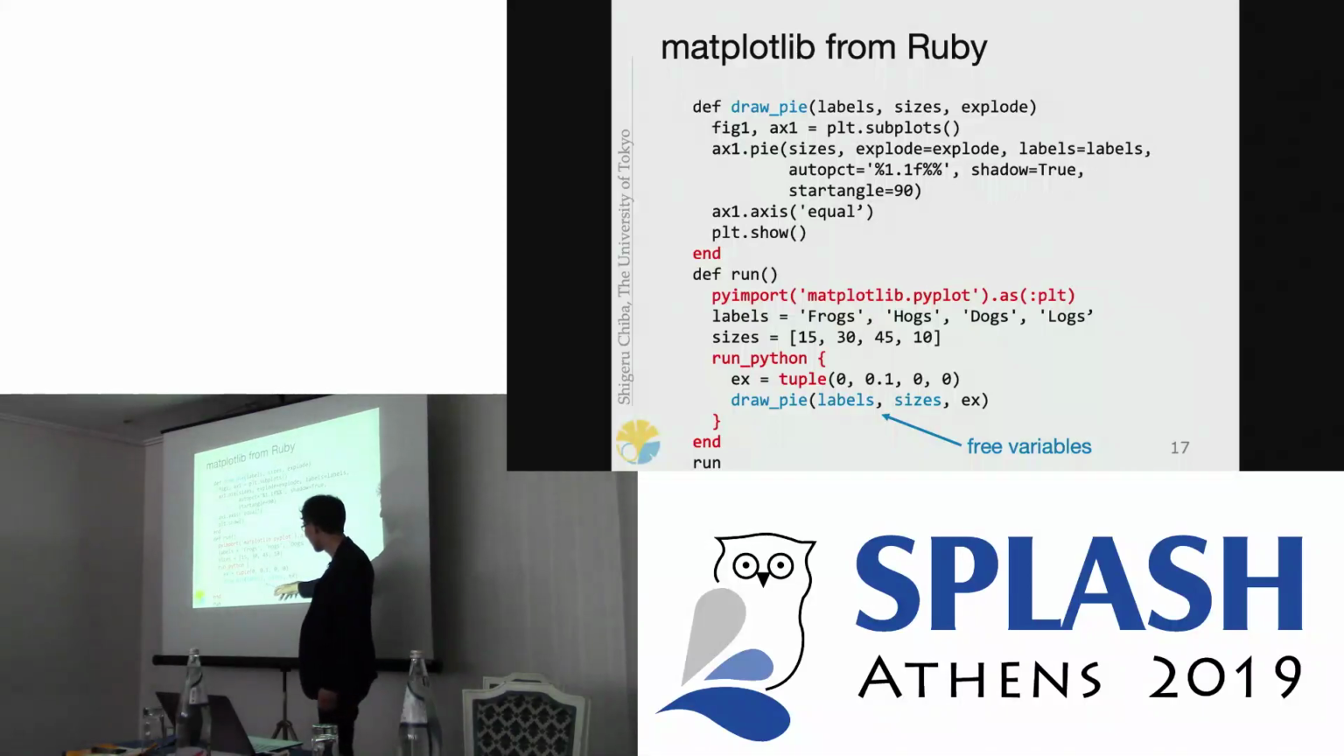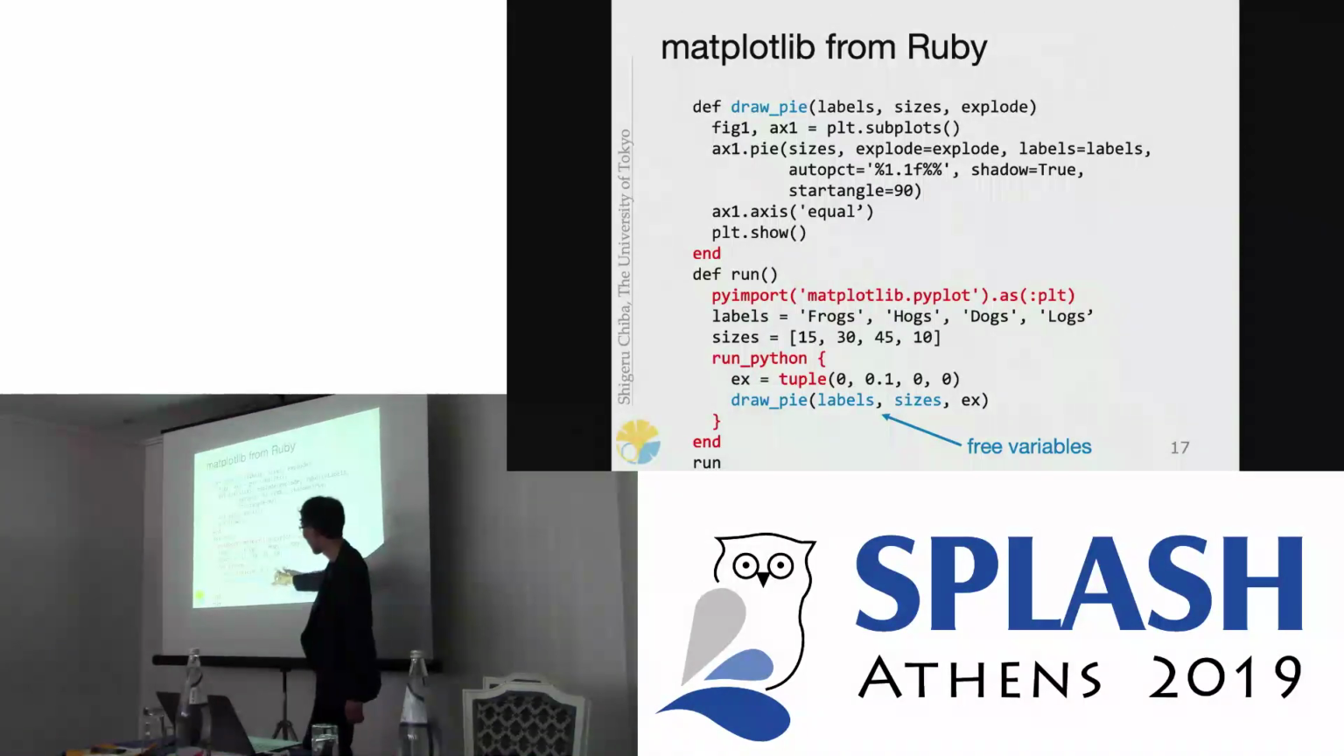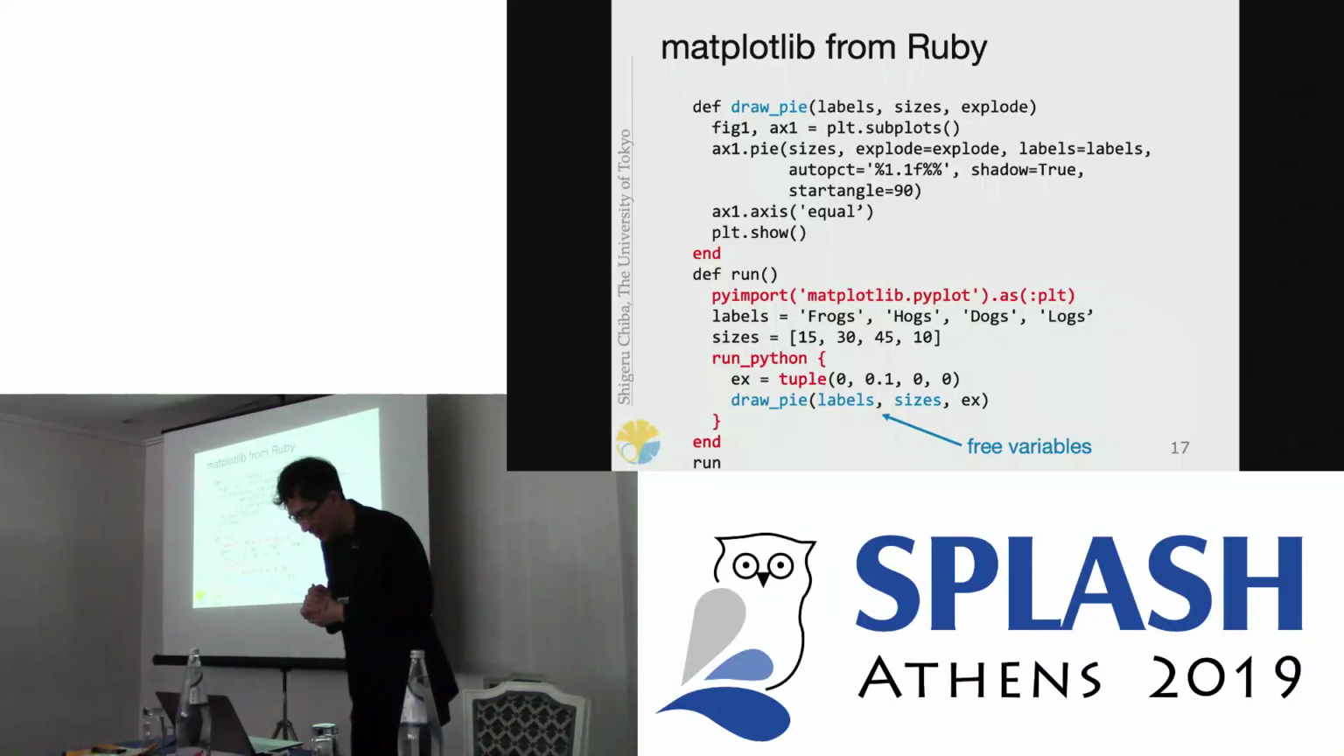So I defined semantics in which free variables are bound to the Ruby world. When you execute this, these values are automatically passed to the Python interpreter. It makes a copy, and the value is passed. So there is no reference passing, because it depends on PyCall. I heavily use PyCall.